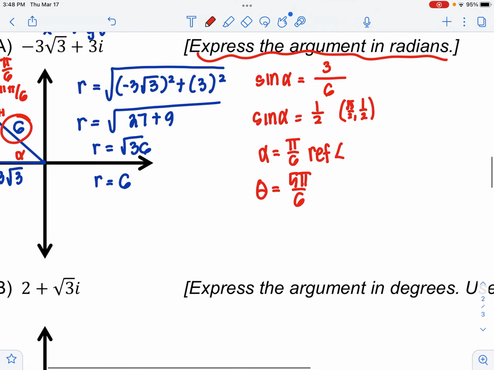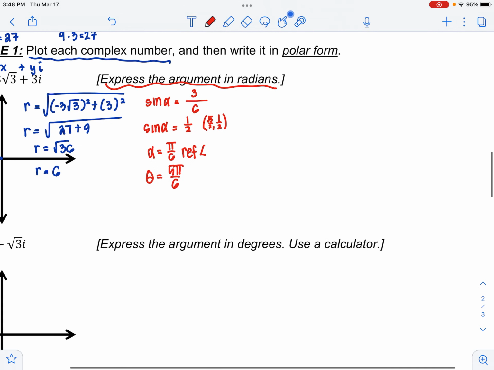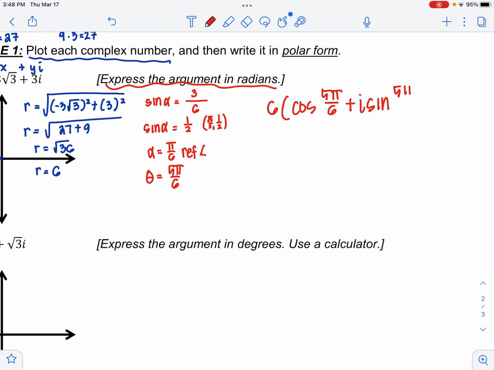All right, so now I can write my polar imaginary number. It's r, which is 6, parentheses cosine of theta, which is 5 pi over 6, plus i sine of theta, which is 5 pi over 6. And there is your answer.